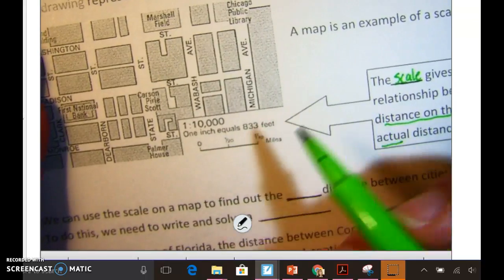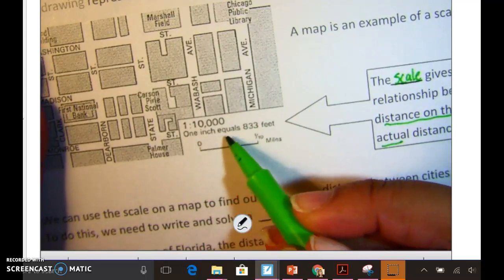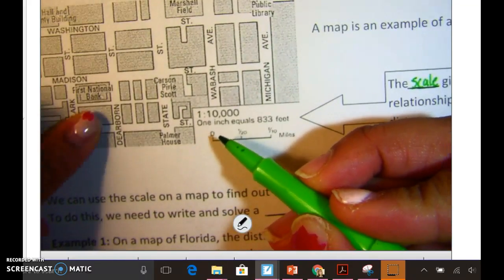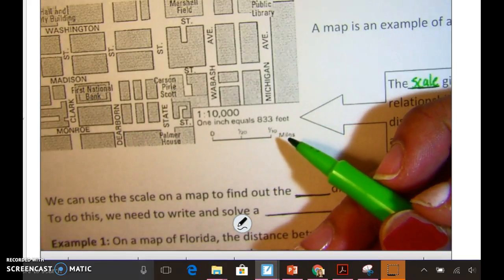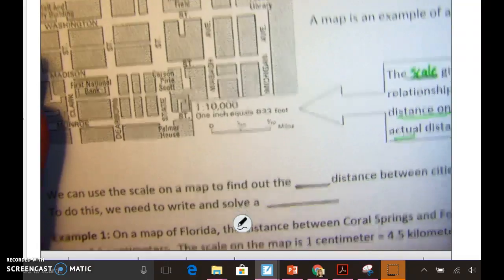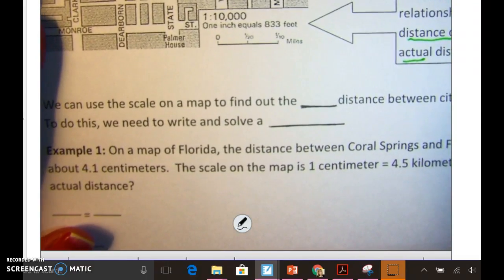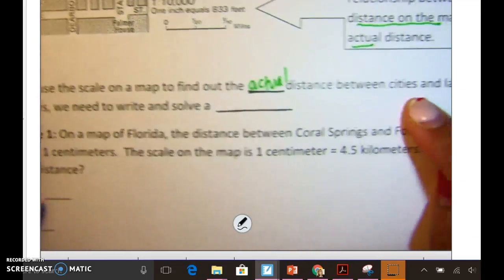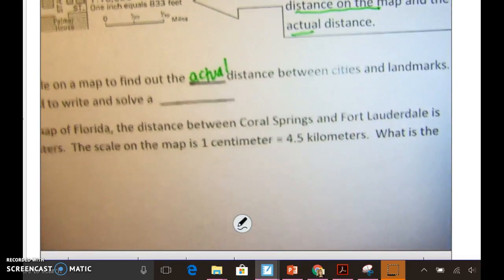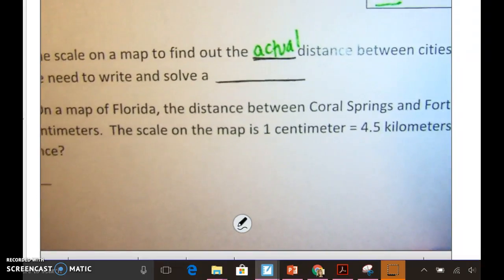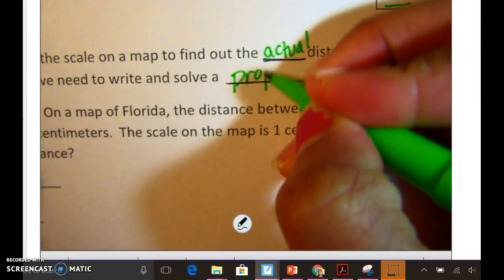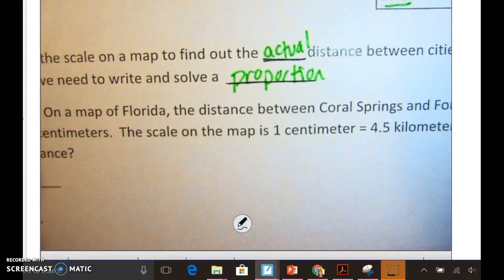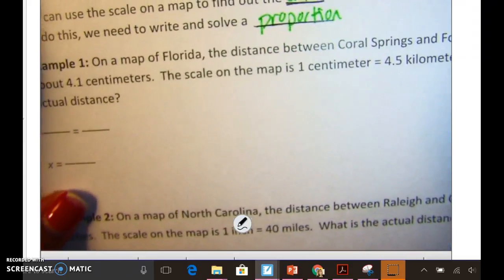So when you look here, every 1 inch equals 833 feet in real life. So when you measure 1 inch of a street here, it's actually 833 feet in real life. We can use the scale on the map to find out the actual distance between cities and landmarks. To do this, we need to solve a proportion. So these are all proportional relationships. Whether we talk about similar figures or scale drawings, you have to solve a proportion to solve it.